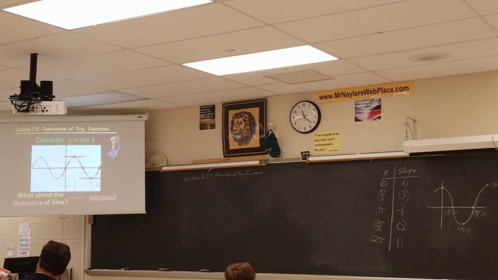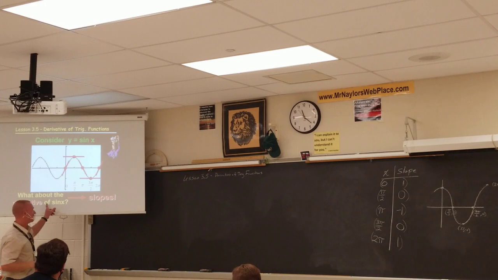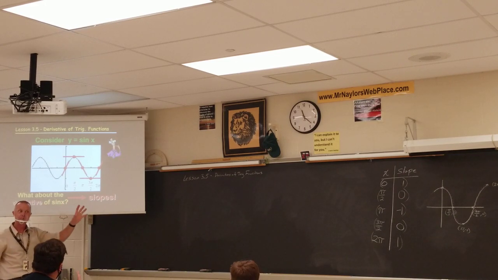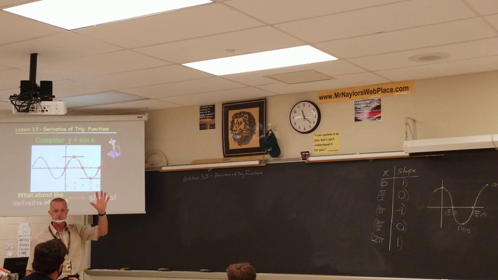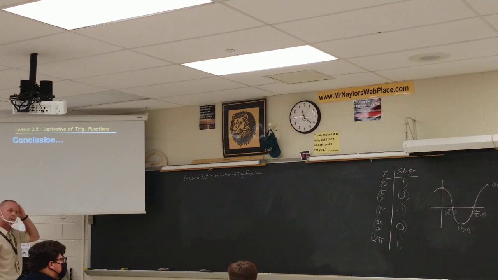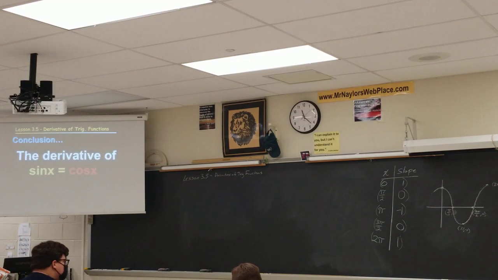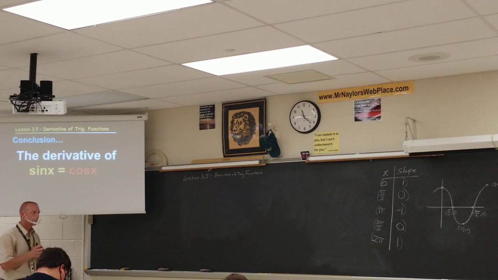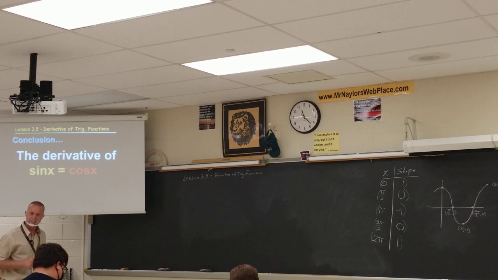Cosine? Would it be cosine? Okay. Indeed, that is cosine right there. So, well, what does that mean? What does that mean for the derivative of sine? The derivative of sine is cosine. Literally, the slopes of the sine wave are the cosine wave. The derivative of sine is cosine. Pretty neat. Aren't you glad you came today?